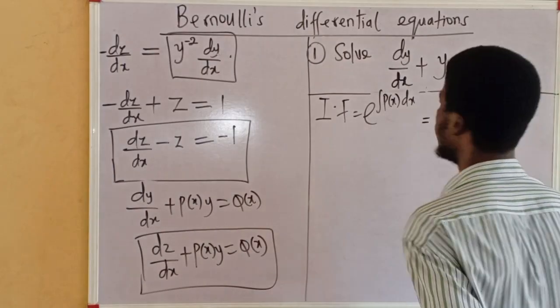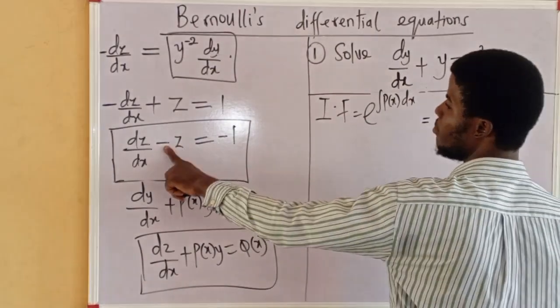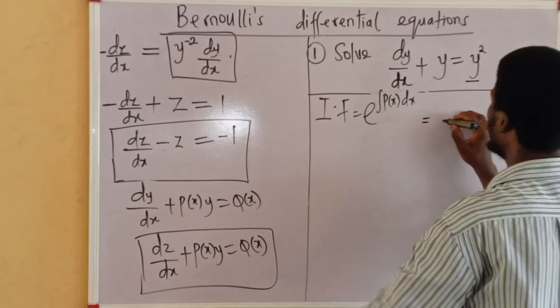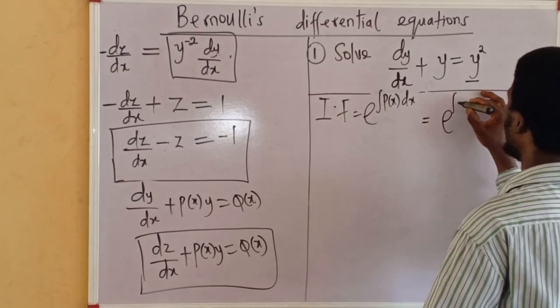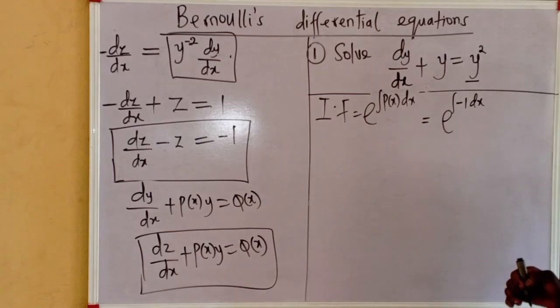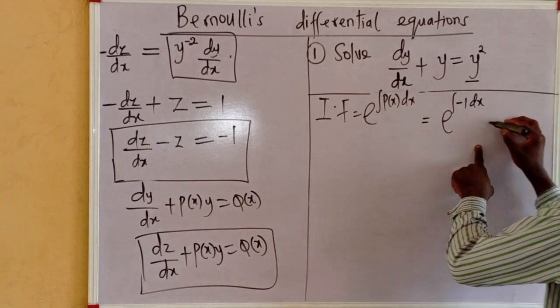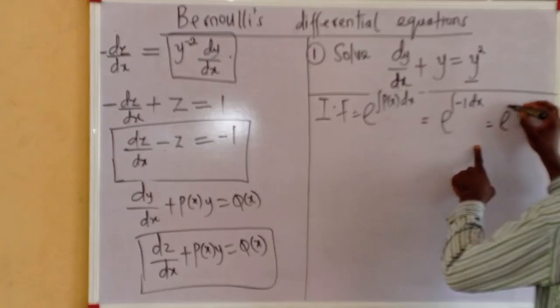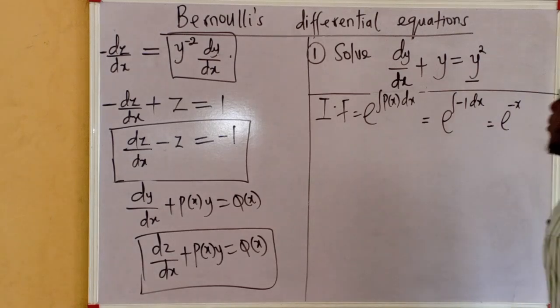So let us go now. We said that p is minus 1. So we have e to the power of the integral of minus 1 dx. Alright? So the integral of minus 1 dx is minus x. So this is the integrating factor.